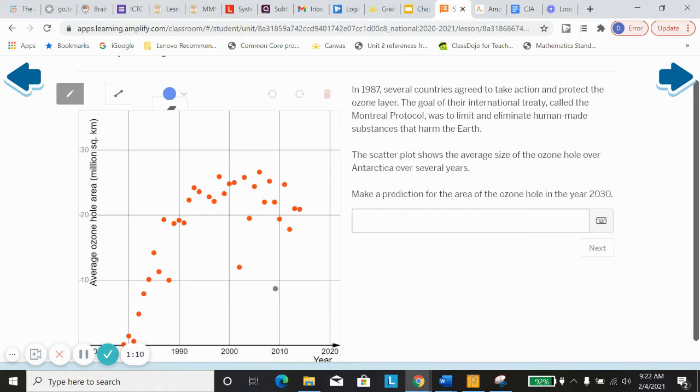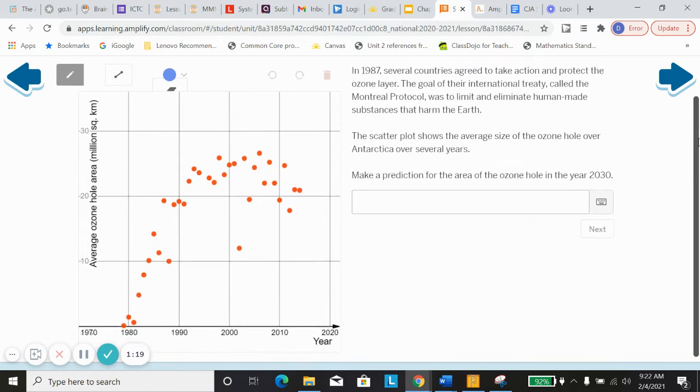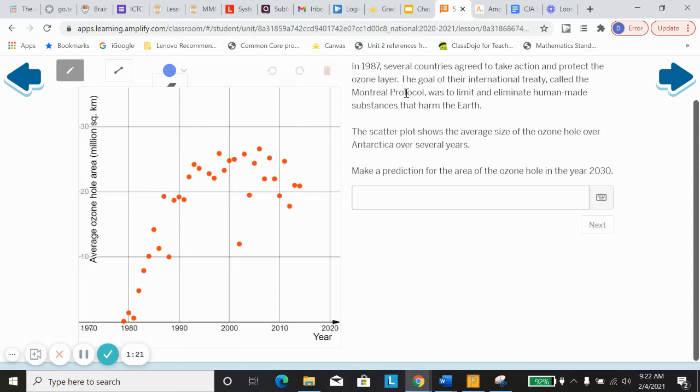And we can see that it says here in 1987, several countries agreed to take action and protect the ozone hole layer because they saw it was a problem, right? They looked at data and they realized it was a problem. The goal of this international treaty, called the Montreal Protocol, was to limit and eliminate human made substances that harm Earth, for example, CFCs that were found in refrigerators and hairsprays.